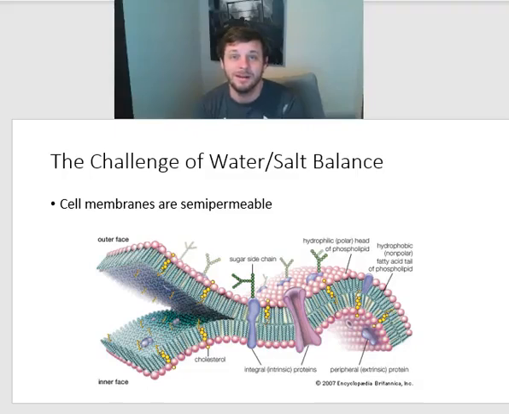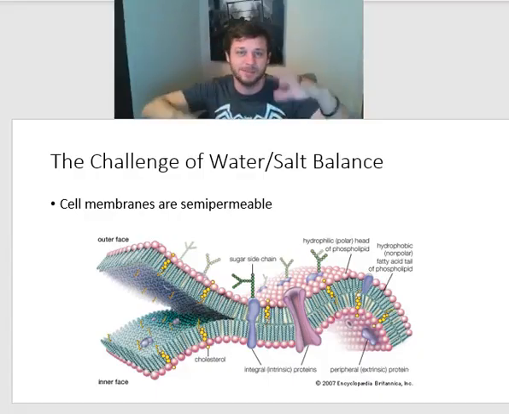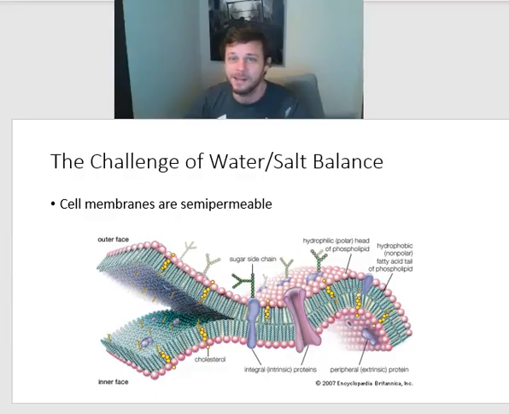So, life in water. You would think that it would be pretty easy, right? But there's really a challenge to get this balance between salt and water. Our cell membranes are semi-permeable. So here's your little cell membrane, which means some things can come in and some things can go out. Really small molecules have a pretty good way of getting in and out, diffusing in and out. Water can diffuse in and out of these things called aquaporins.